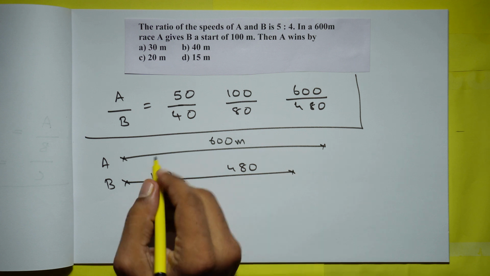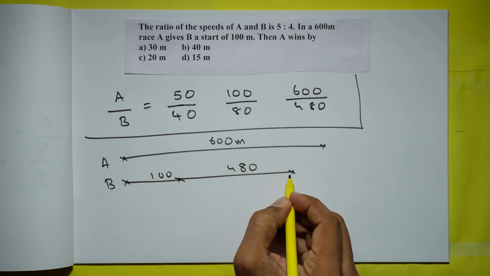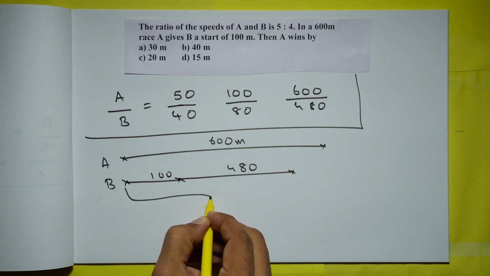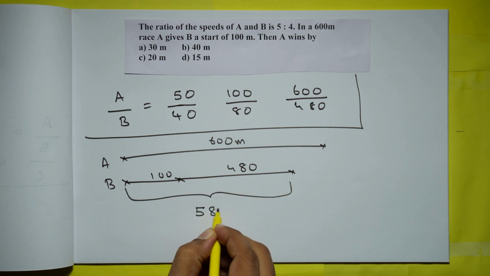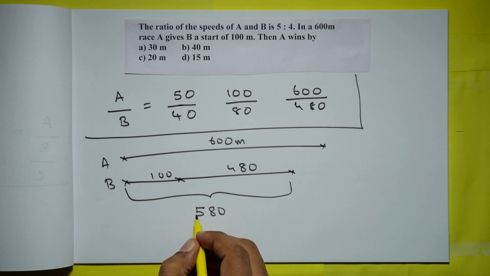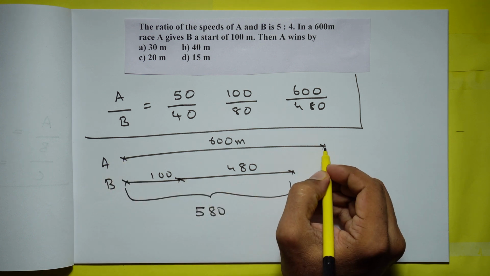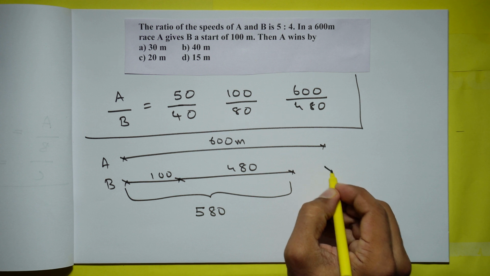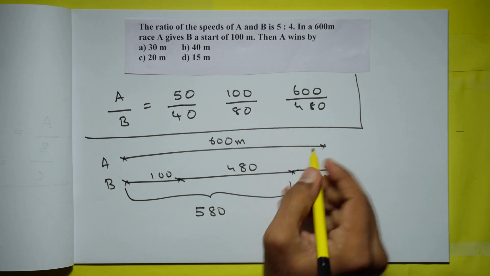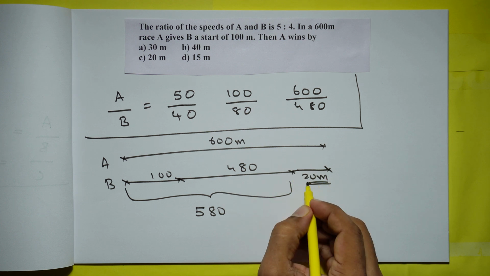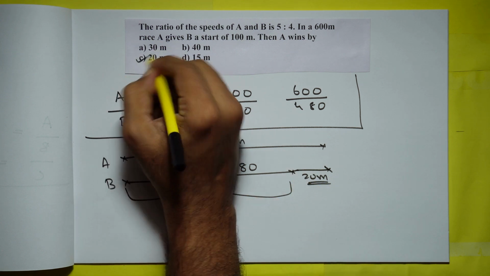And we'll just calculate the distance traveled by B. So initially B will do 100 and then another 480. So B will actually do only 580. So when A does 600 meters, B will do only 580, or B will be behind A by 20 meters. So A will beat B by 20 meters. That is option C, 20 meters.